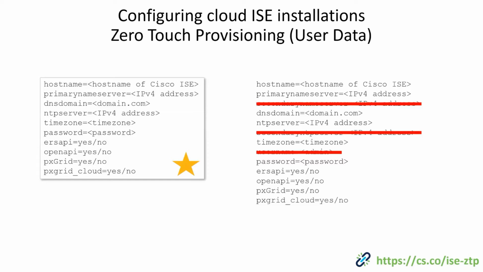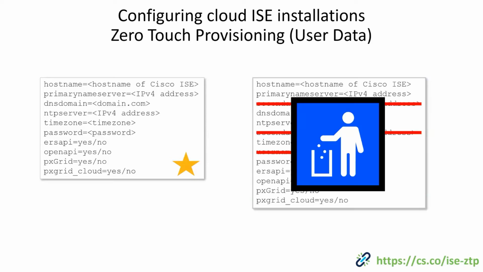Also, if you wanted to add your secondary NTP server, your secondary domain name or DNS domain, that would also be ignored. Installation would move forward and there would be no problems. So don't add any parameters to it. It's just extra work that's not going to get you anything.